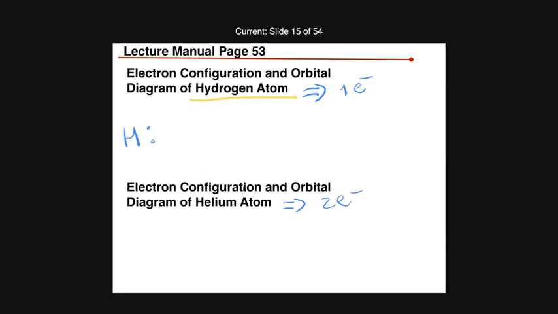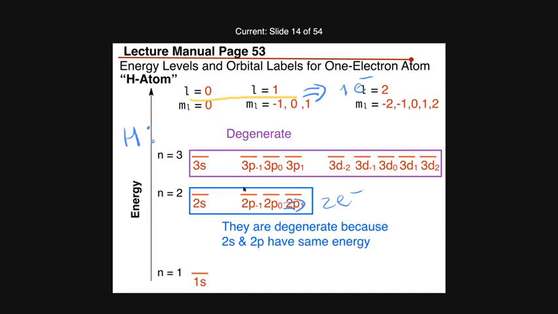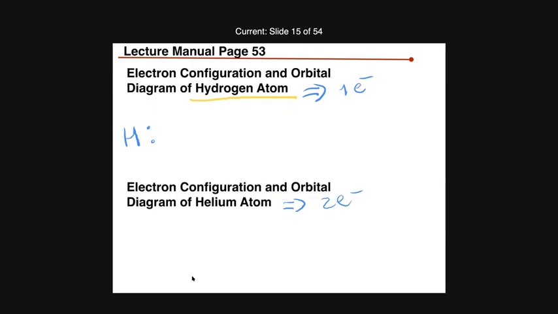If you go back to here, you will see that the first one starts from 1s. N equal to 1, the first orbital is 1s because that's the closest to the nucleus. So I'm going to do the same thing here. What I'm going to start with is 1s. I'm going to fill electrons into 1s first because that's the energy subshell closest to the nucleus.